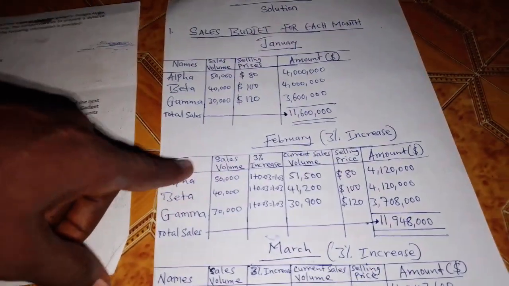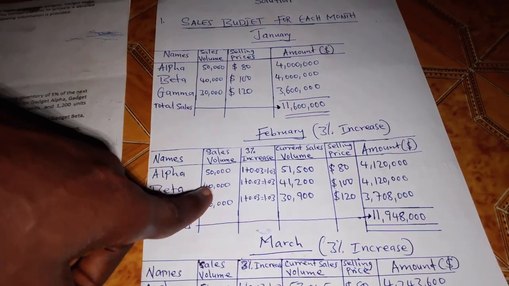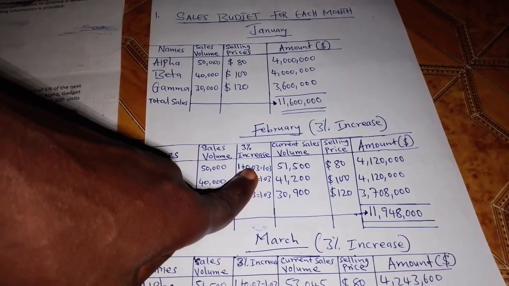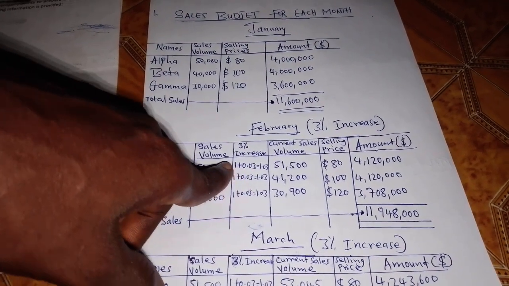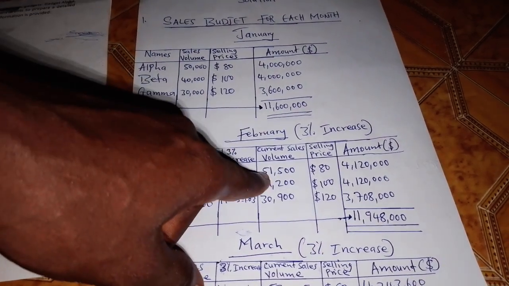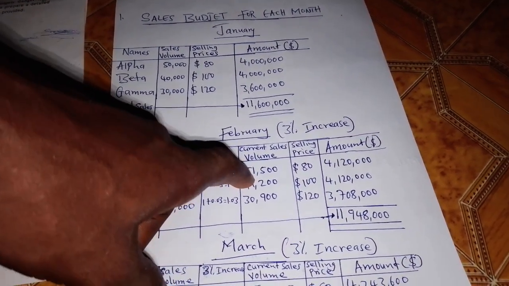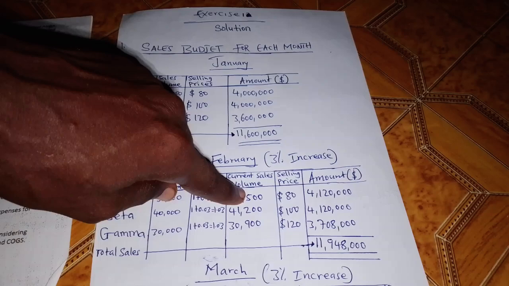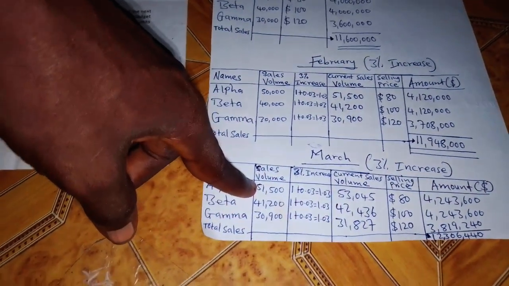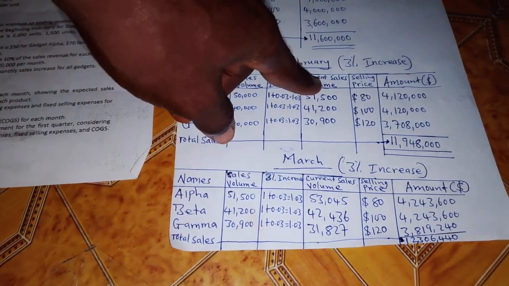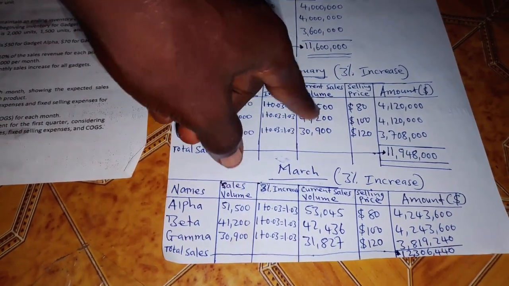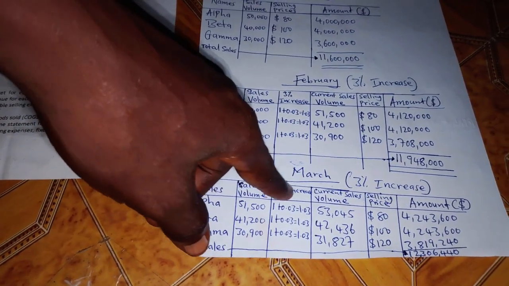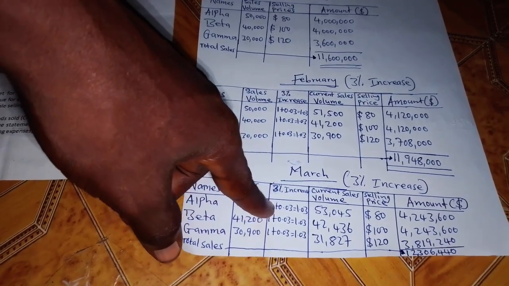But when we move to February now, for us to determine the amount, we use the increase percentage given plus the 1 multiplied by the sales volume, which gives us the current sales volume. So when we move to February now, the current sales volume in February will be indicated here. All this current sales volume will be indicated here. We put again the 3% increase. We do the same thing. The 1 here is constant.